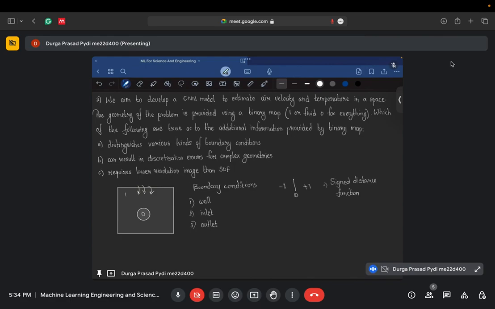So binary mapping will only give you 1 or 0. The signed distance function is a continuous one, so you will have all range of values. Binary map is a discrete one.